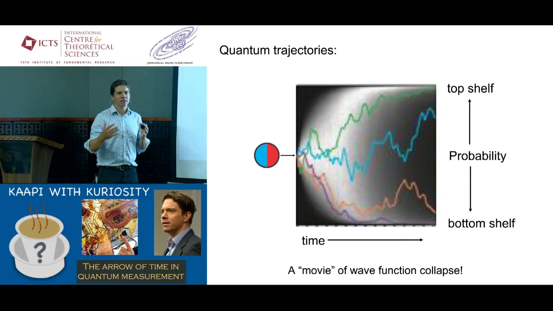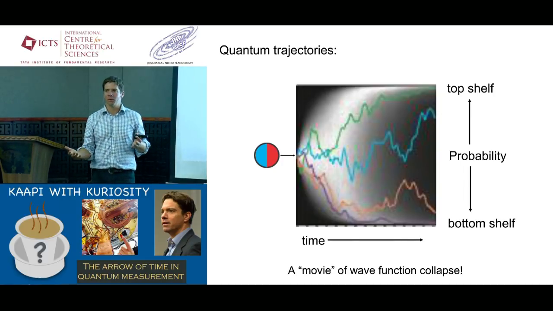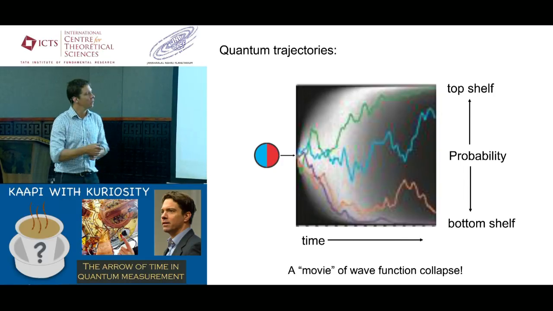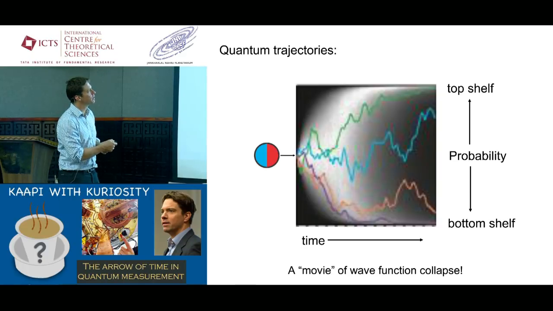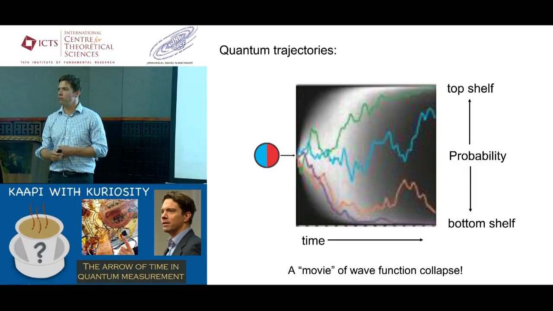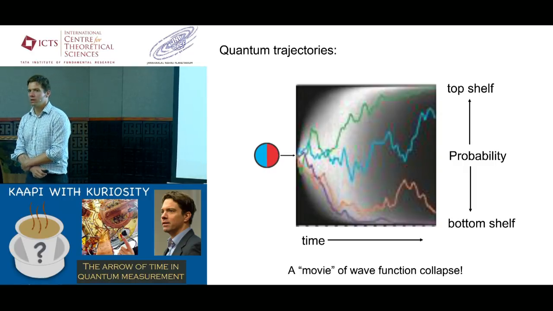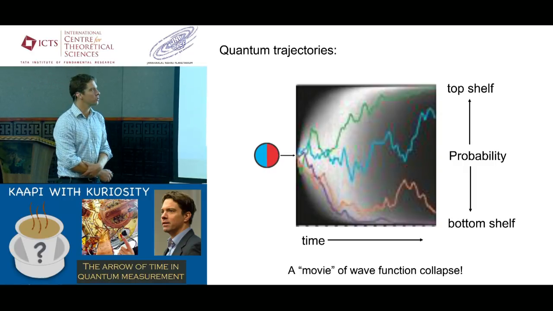The measurement goes on and on. It's hard to really determine whether it's on the top shelf or the bottom shelf. And therefore, the probability stays around 50%. So those are my movies of wave function collapse, which is something we can access in the laboratory.